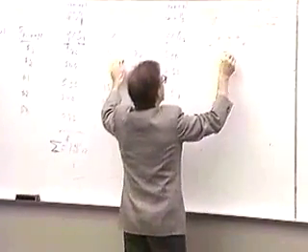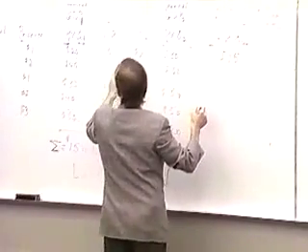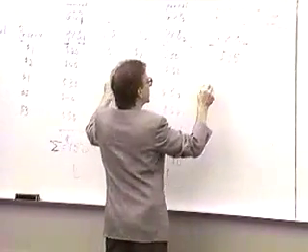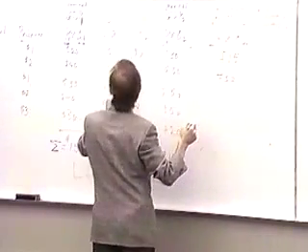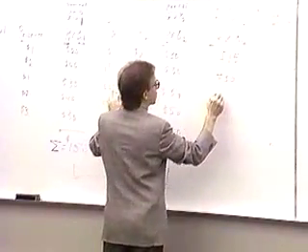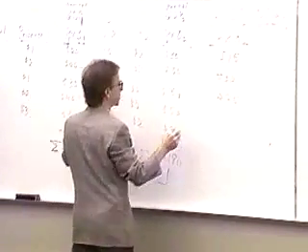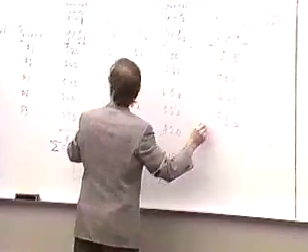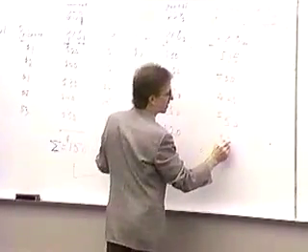$1 times 15 units. That's for good A. Good B, we have 2 times 15 is 30. Good C, 1 times 25 is 25. Good D is $2 times 25 is 50. And good E is $3 times 10 units is 30.